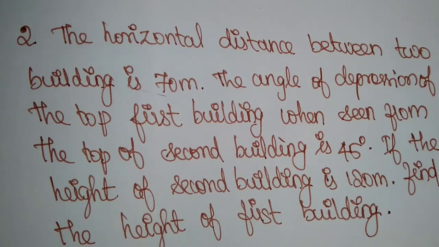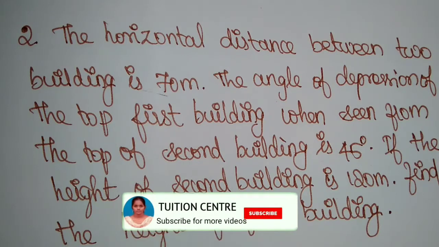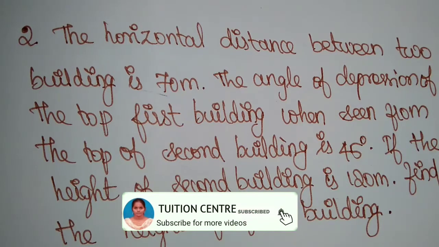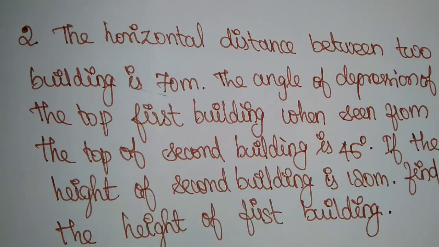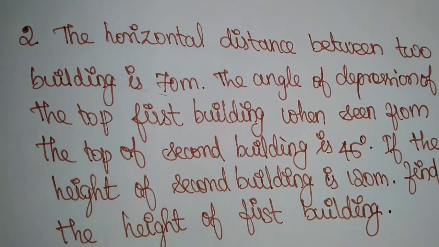Second problem: the horizontal distance between two buildings is 70 meter. The angle of depression of the top of the first building when seen from the top of the second building is 45 degree. If the height of the second building is 120 meter, find the height of the first building. Here we have to find the height of the first building.